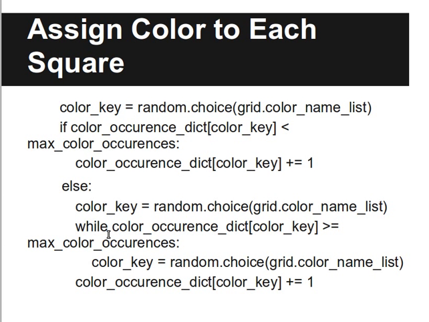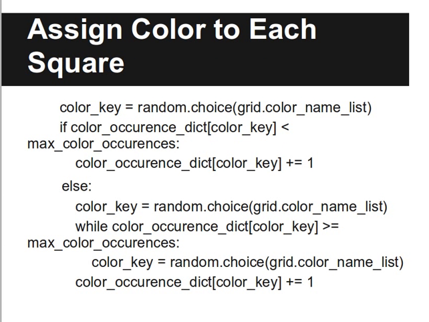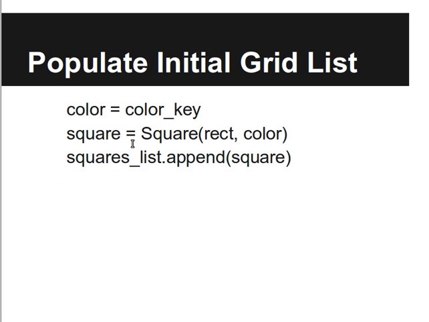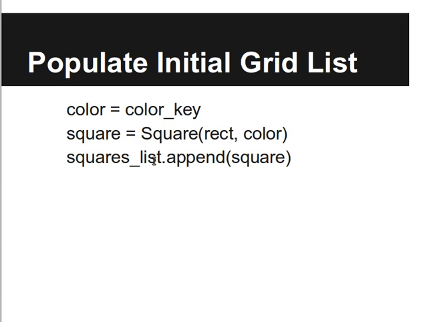So this is the key loop here. This is where a lot of people get stuck. Once you have the color, and each color occurs no more than 2 times, then it's pretty simple. You just create the square. The square is an object, if you remember. So you create the square with the color, and then you append the square to the square list, and it'll loop through it 16 times. So that's very easy once you get the color.